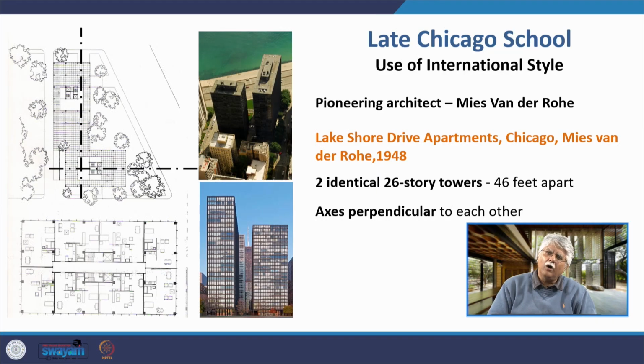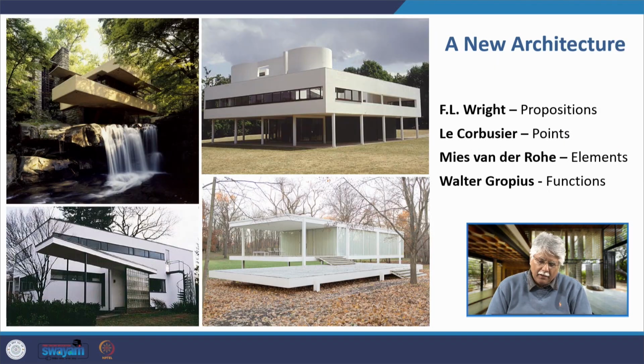Now, because of Mies van der Rohe coming to the United States and this pioneering work happening here, it gave rise to what came to be called the late Chicago School, the use of the international style in the buildings of Mies van der Rohe. And he came up with one project called the Lakeshore Drive Apartments in 1948 in Chicago, which had two identical towers placed at right angles to each other, 26-story towers 46 feet apart from each other and axis perpendicular to each other. Now, a new architecture was rising, and all these four people we will study a little in detail.